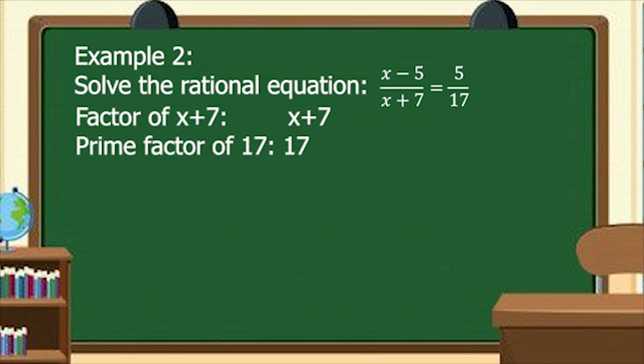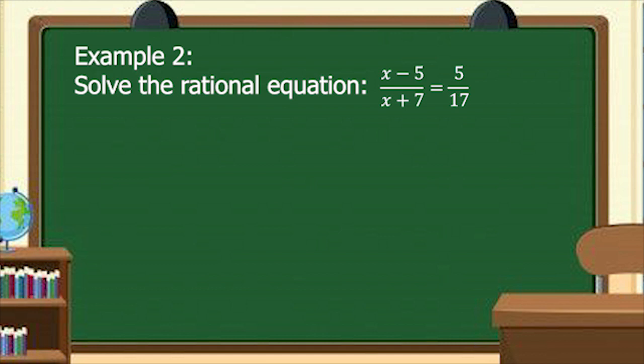X plus 7 is a polynomial with no factors other than itself, x plus 7. And 17 has prime factor 17. Finding their least common multiple, we have the LCD 17 times x plus 7. Next, we need to multiply the LCD 17 times x plus 7 to both sides of the equation.